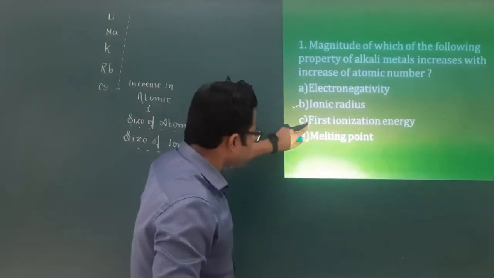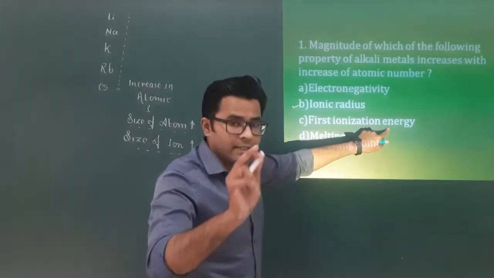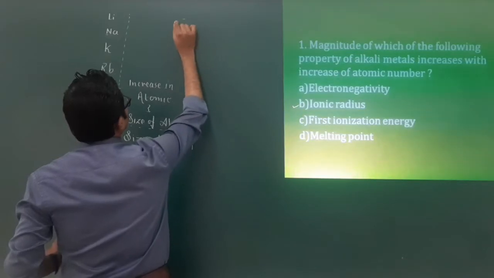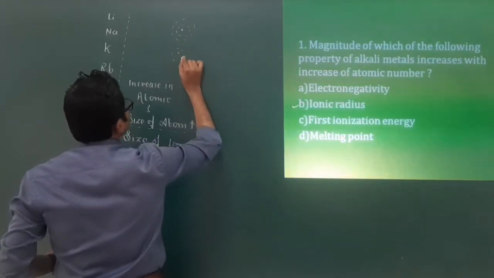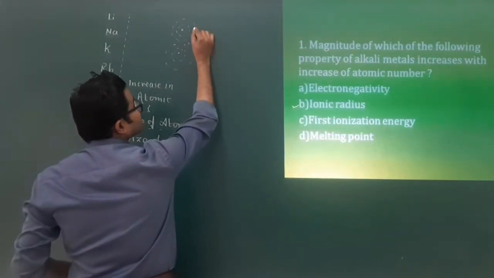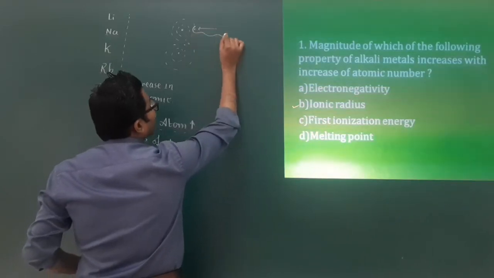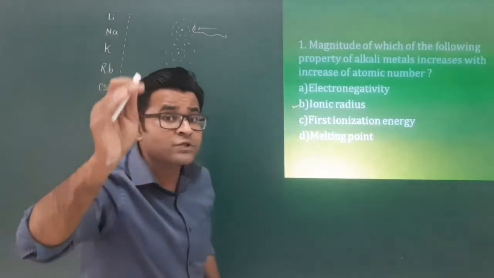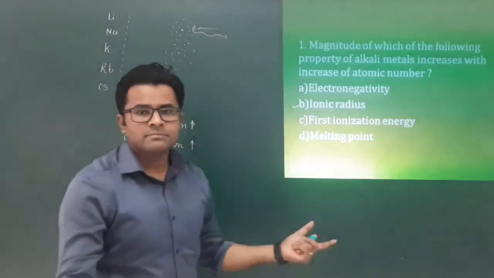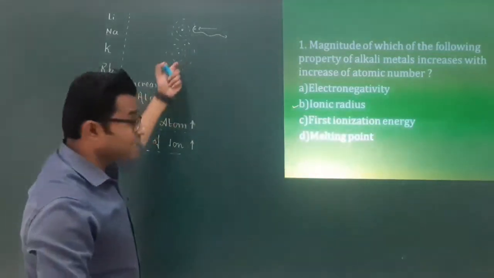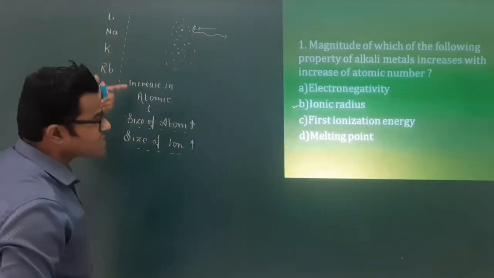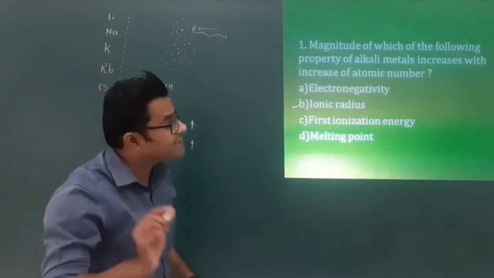Let's observe the second one. First ionization energy. First ionization energy means we are trying to remove the outermost electron, right? So as we go down, what is going to happen? The size of an atom goes on increasing. As the size of an atom goes on increasing, the amount of energy that you require in order to remove the outermost electron goes on decreasing, because the distance from the nucleus to the outermost shell is going to increase. Secondly, the screening effect also comes into existence over here. So as we go down, the first ionization energy actually decreases.